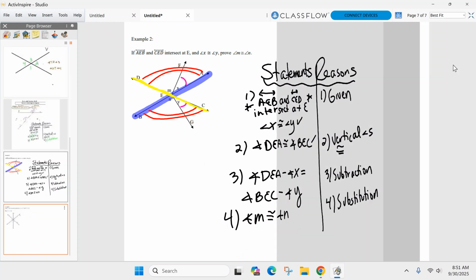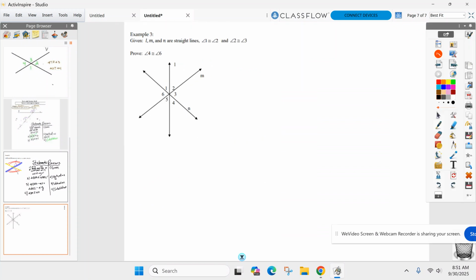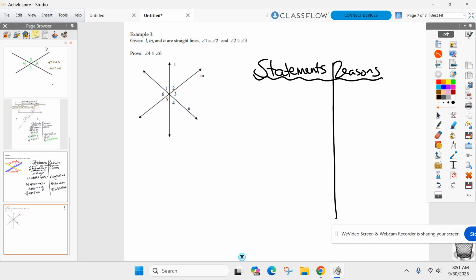And one more. Wow, boy! 6 different angles labeled. All right, let's do this. They're telling me they're straight angles, okay, and they intersect up there, good. A lot of givens, huh? 1 congruent to 2 and 2 congruent to 3.